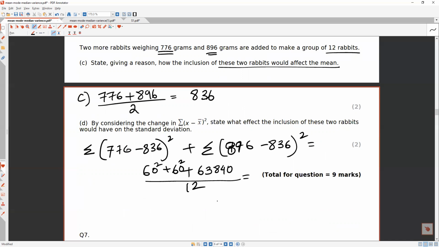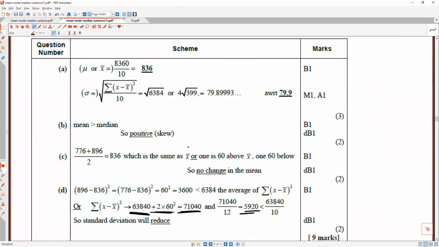Do you understand? Your variance is decreasing overall, understand? Because here your denominator has increased, and if you add them, they wrote it down here. Actually they showed the calculation well, look here, they found both the 60 squares, 2 into 60 square, 60 square plus 60 square, and add that to the original sigma of x minus x mean whole square. What do you get? 71040 divided by 12, which is 5920. 5920 is less than 6384. 1 2 3 4, 6384. So therefore the standard deviation is going to reduce.